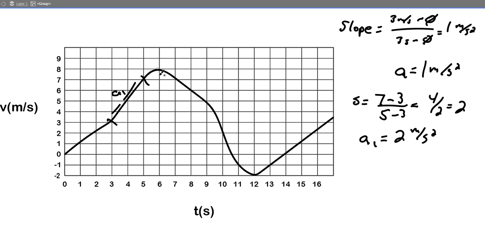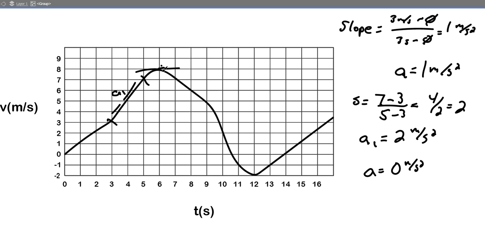Now here's something interesting. What happens right here? Our slope is 0. Does that mean we stopped? No. Our velocity has peaked at 8 meters per second. We're still moving, but because our slope is 0, our acceleration is actually 0 meters per second squared. We are not accelerating.